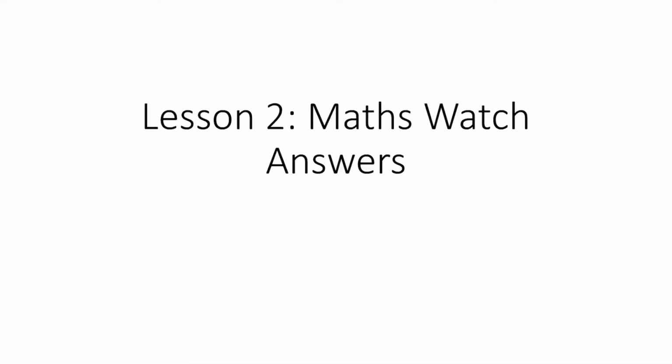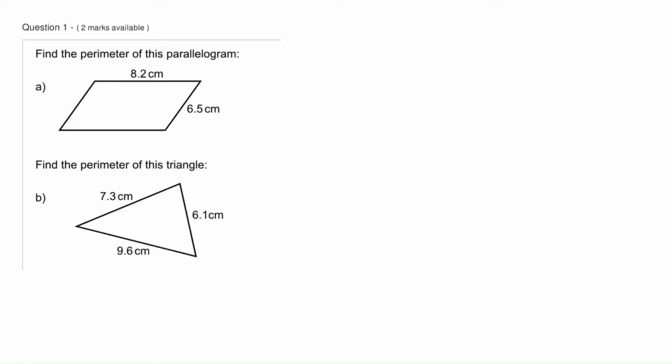We'll be going through the math swatch answers to the questions you were set on perimeter. So, the first question, you are given a parallelogram and you are asked to find the perimeter. You know that the opposite sides of a parallelogram are equal, so this side will be 8.2 centimeters and this side will be 6.5 centimeters. To find the perimeter, all you are doing is adding up all the sides of that shape.